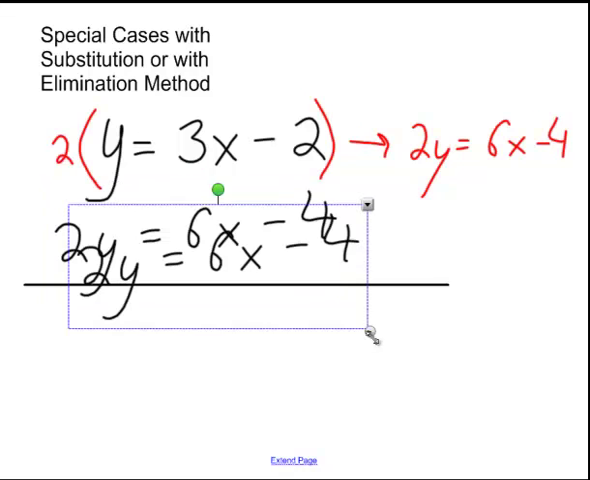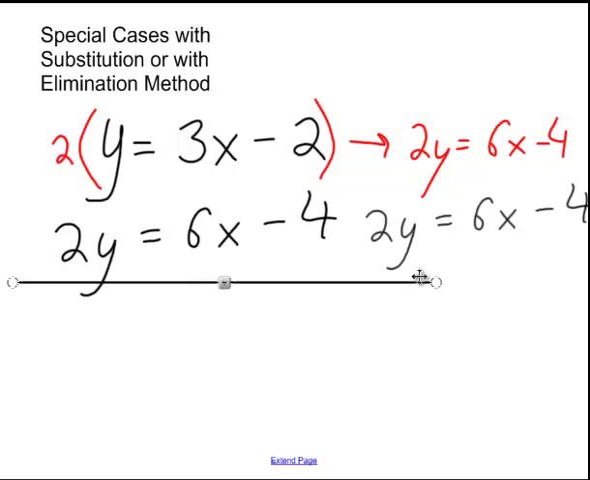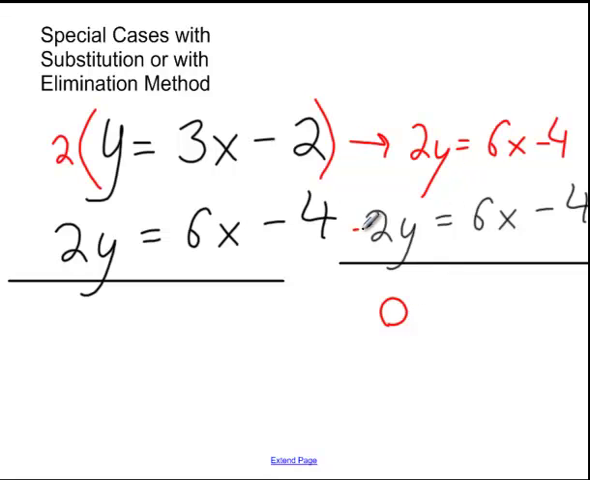So when I bring this over here, now with elimination, I'm going to subtract these. So when I subtract these, 2y minus 2y is 0. Let me put the subtraction sign in here. And I'll put subtracting the whole thing. 6x minus 6x is equal to 0. And negative 4 minus a negative 4, well, that's negative 4 plus 4, it's equal to 0. So what I get is 0 is equal to 0.